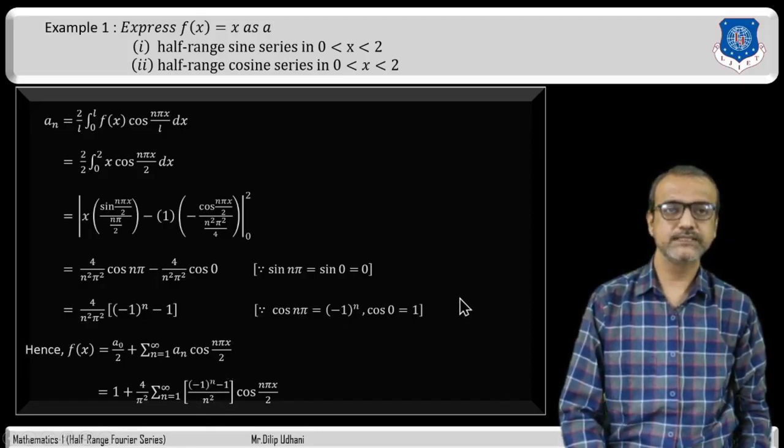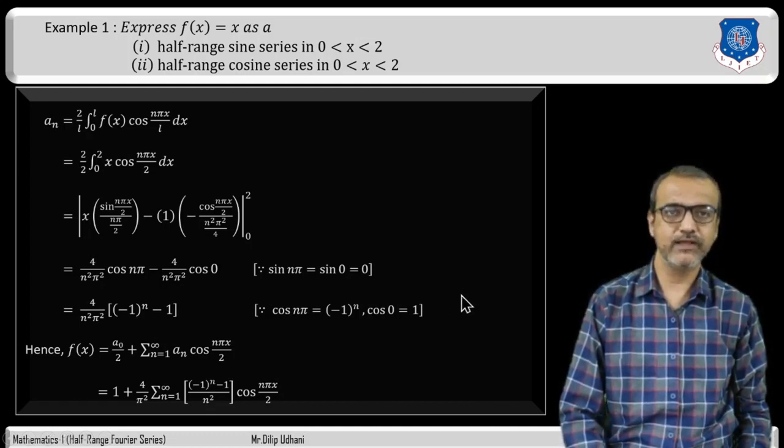So today we have discussed how to find out the half range sine series and the half range cosine series.